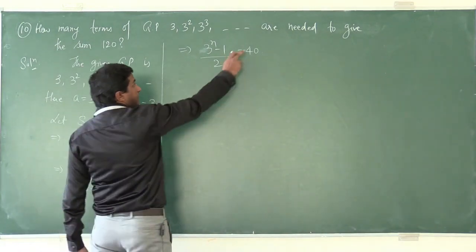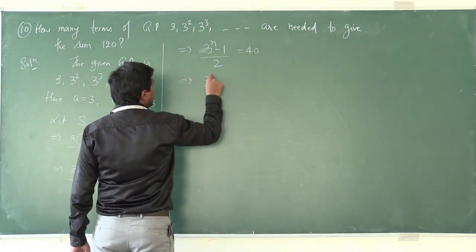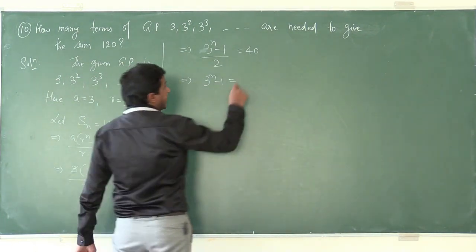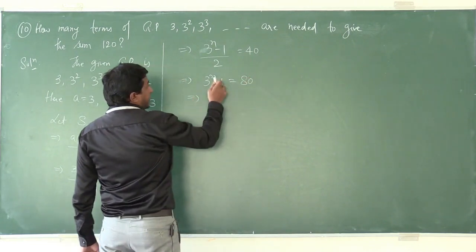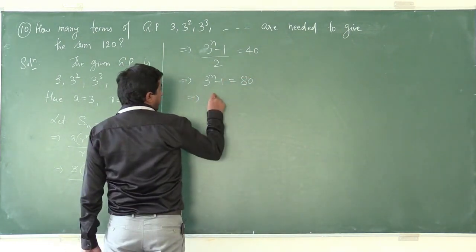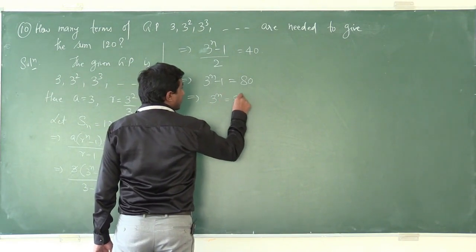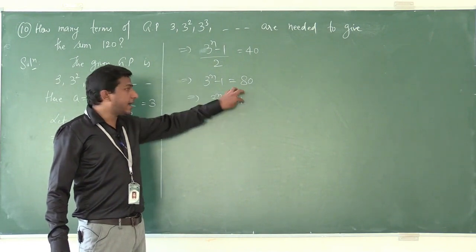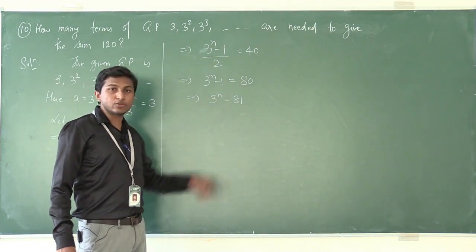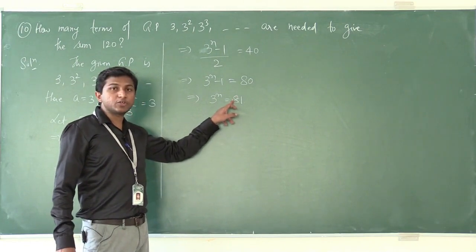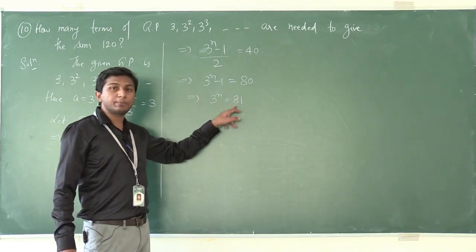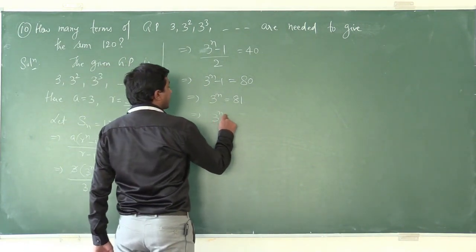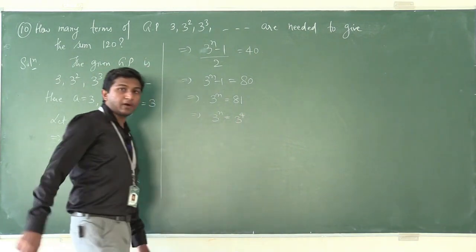On cross multiplying, what do we get? 3 power n minus 1 equals 40 into 2, which is 80. Taking minus 1 to that side, we get 3 power n equals 81. To find the value of n, I have to write 81 in powers of 3. So 3 to which power is 81? 3 to the power of 4 is 81. So I can write 3 power n equals 3 power 4.